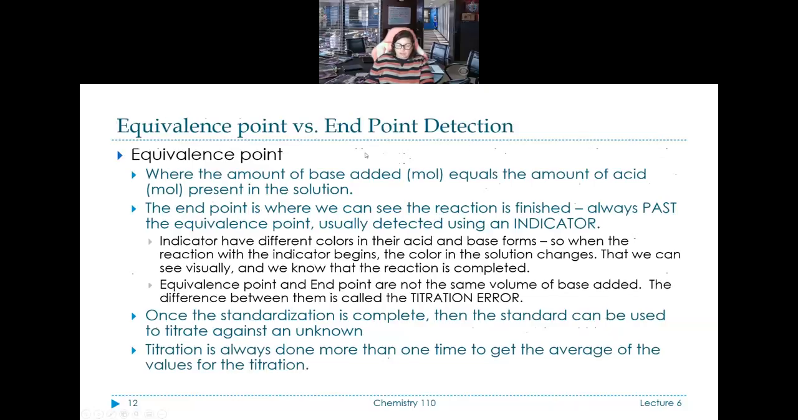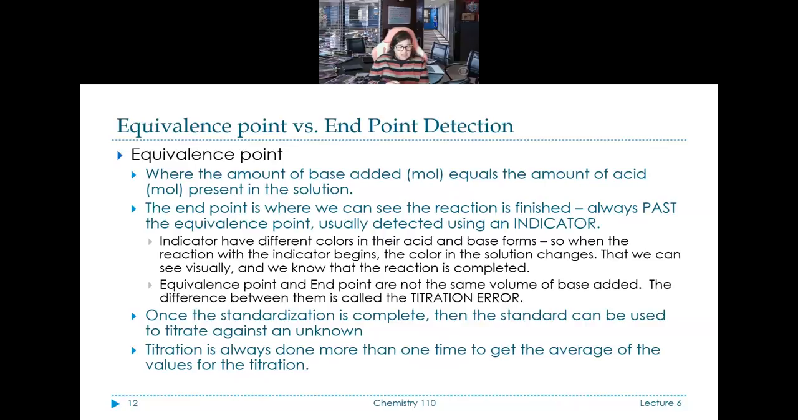In order to do this, we need to talk about something that's a little bit different. Now, what is an equivalence point? What is an endpoint? Well, an equivalence point is where we've added just as much base as we had acid, so that our pH is exactly neutral.